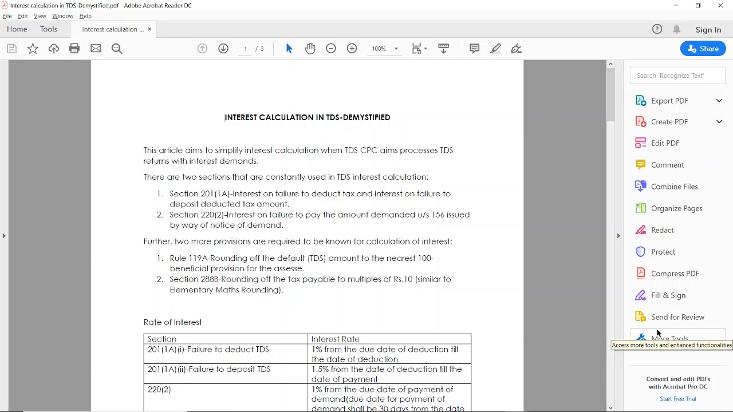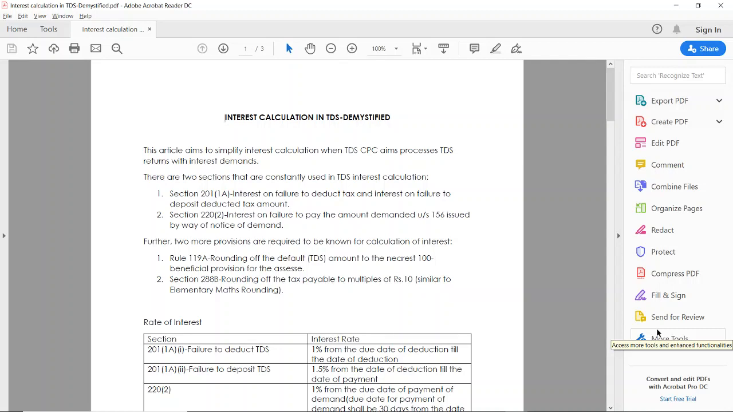You also have due dates for filing of returns: the last day of the month subsequent to the quarter. So if it is June, then it will be 31st July for the Q1 TDS returns, and if that due date is not met, you would face a penalty of 200 rupees per day for every day of default. And if you fail to pay that amount, then interest would be attracted as well.